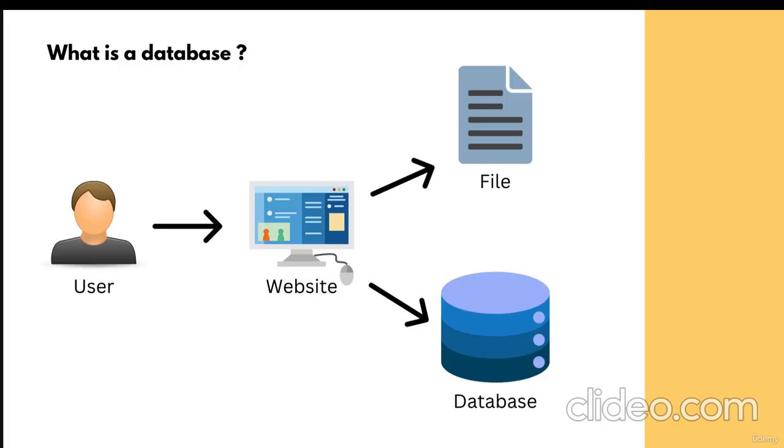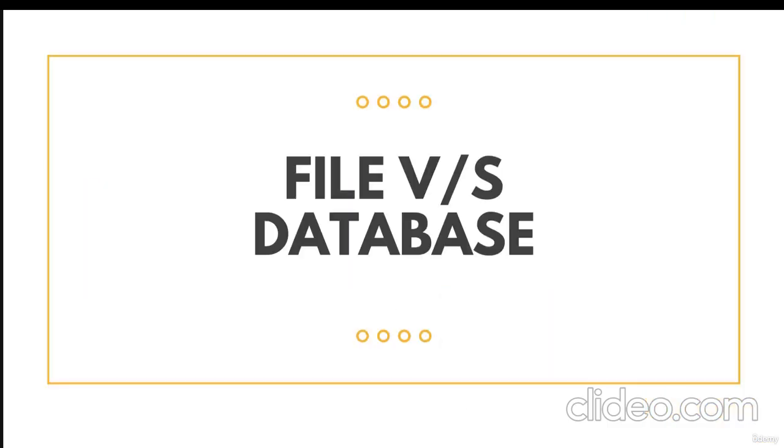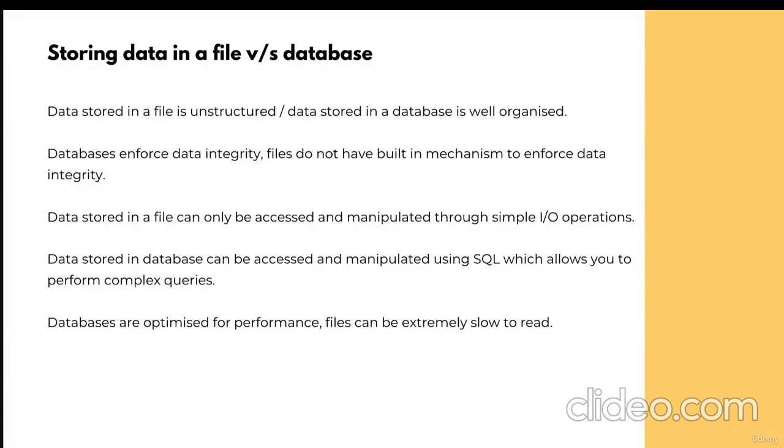Now a better way to store data is storing that data into a database instead of storing that data into a file. So let's now compare the two options for storing data, which is file versus database. These are the major differences between storing data in a file and storing data in a database. Data which is stored in a file is unstructured, and data stored in a database is usually well organized. Whenever you save some data into a file, typically that data is not as well organized or as structured as it is in a database. Therefore, we always prefer a database to store information more than a file.